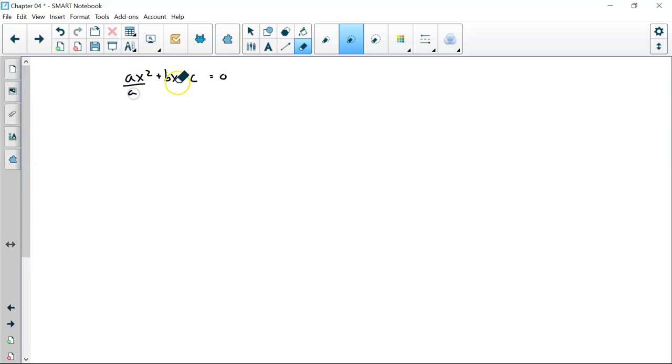We're going to divide everything by a to get that leading coefficient of 1. So it's x squared plus b over a times x plus c over a equals 0. So I'm going to subtract c over a from both sides. X squared plus b over a, leave some space, equals negative c over a. Now in that space, I'm going to be adding b over a divided by 2 squared.